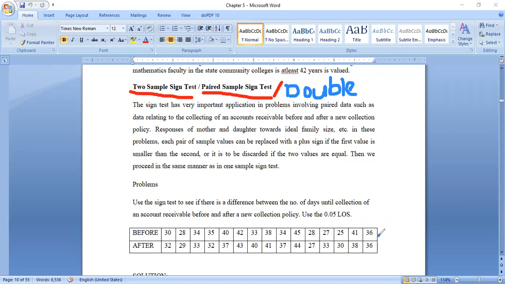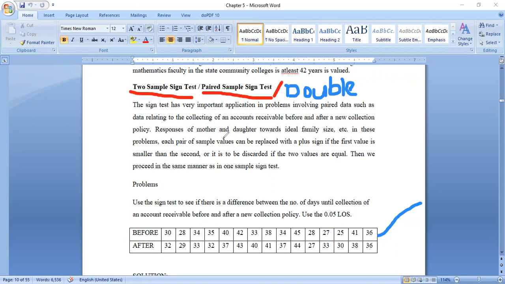You observe this question here. See, before information is given: 30, 28, 34, 35, 40, 42, 33, 38, 34, then 45, 28, 27, 25, 41, 36. So when you observe these values, before values and after values are there here. The first part we call the before values, and the second part is the after values. How many values are there here? 1, 2, 3, 4, 5, 6, 7, 8, 9, 10, 11, 12, 13, 14, 15. 15 values are there here.